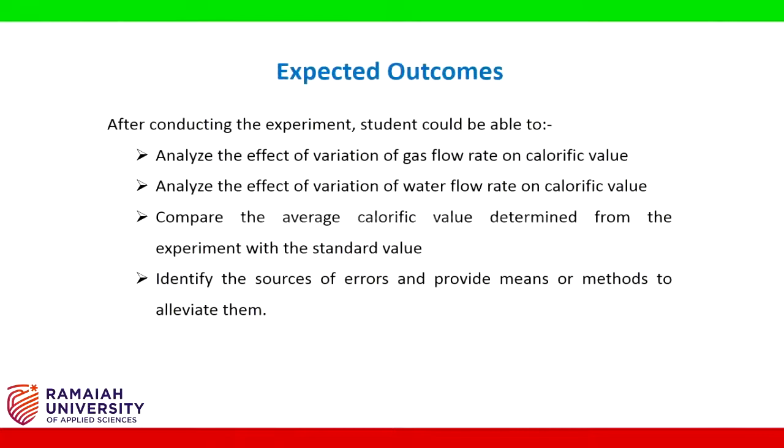The outcome of learning in this experiment empowers the student to analyze the effect of variation of gas flow rate on calorific value, analyze the effect of variation of water flow rate on calorific value, compare the average calorific value determined from the experiment with the standard value, identify the sources of errors and provide means or methods to alleviate them.